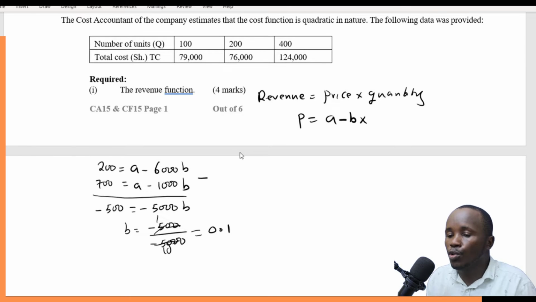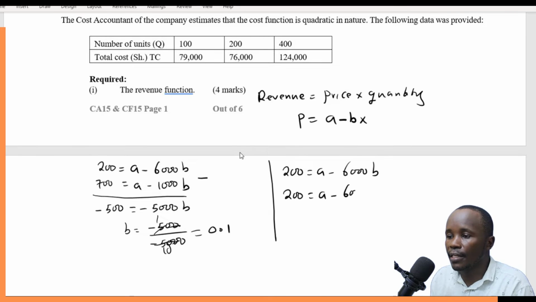Now, let's get the value of A. From here, I can pick any equation. Let me pick equation number 1. 200 is equals to A minus 6,000 B. Is that okay? But B is 0.1. It therefore means 200 is equals to A minus 6,000 times 0.1. 200 is equals to A minus 600. Therefore, add 600 both sides, A is 800.